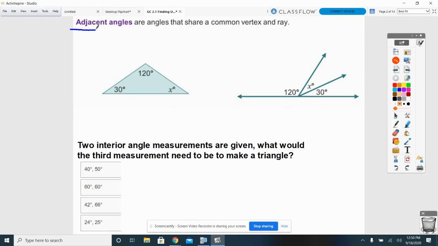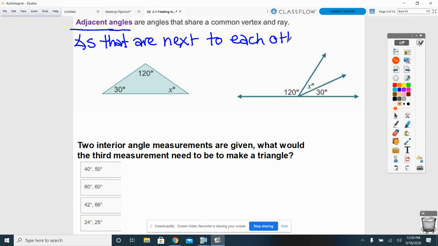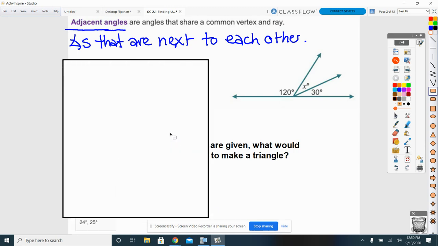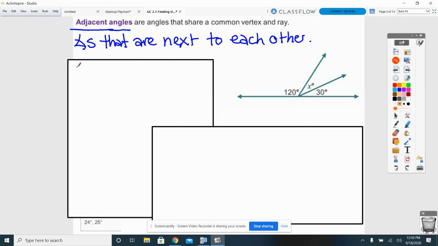Now, this word adjacent is talking about angles that are next to each other. When I say next to each other, that's kind of confusing. Are 120 and x next to each other? That's not what we're really talking about. What we're talking about is that they have to share a side, and I'm going to write this down too: share a side and a vertex. And they need to be right next to each other.